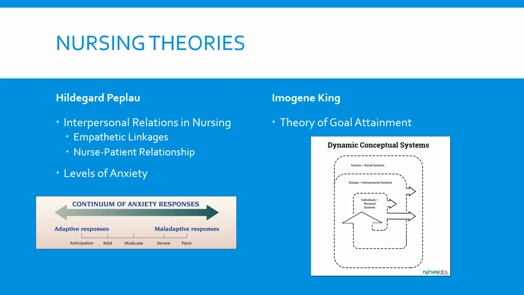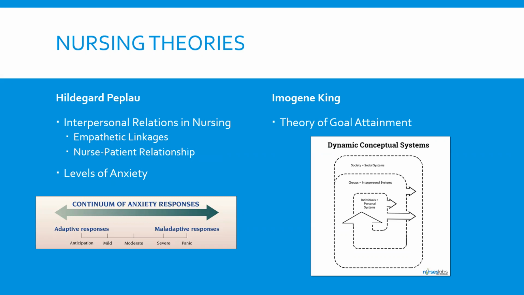Then we have Imogene King's theory of goal attainment. This theory basically said that an individual is a system, and they work within different systems. They work within interpersonal systems like their family group, their social group, their work group, and all of these different groups function within society, and society is another system. This theory states that each system acts on all the other systems.